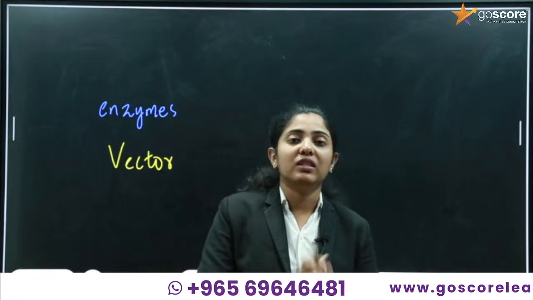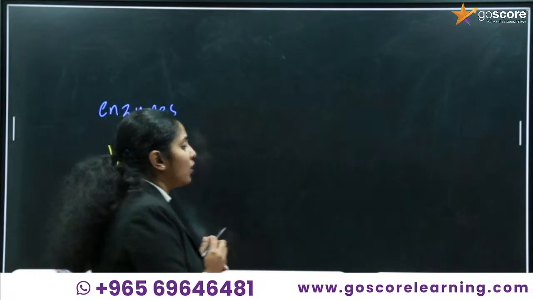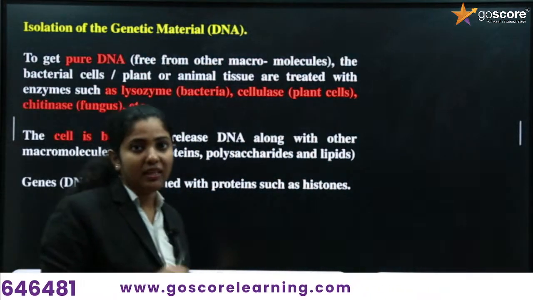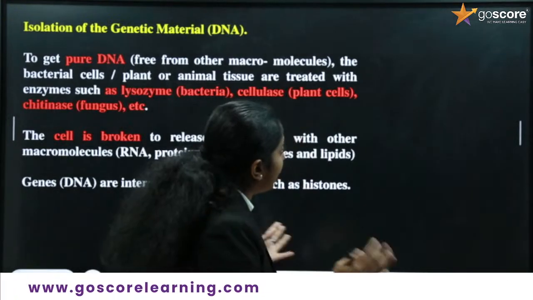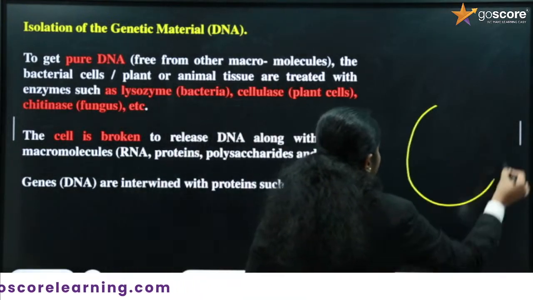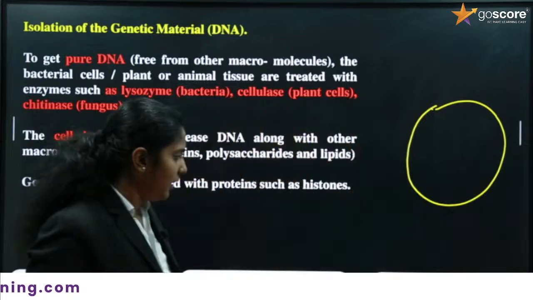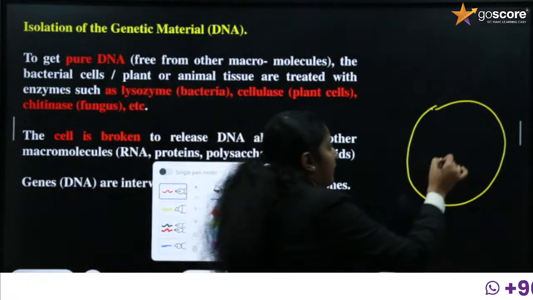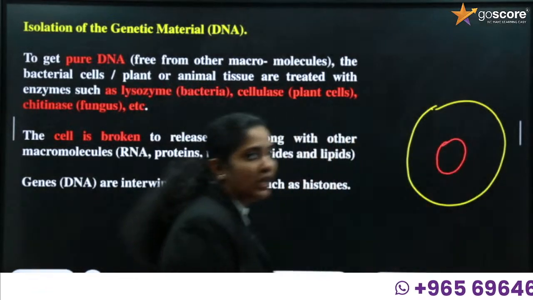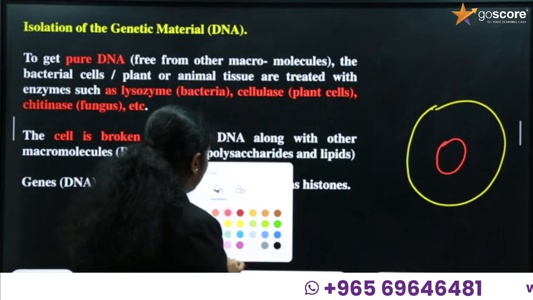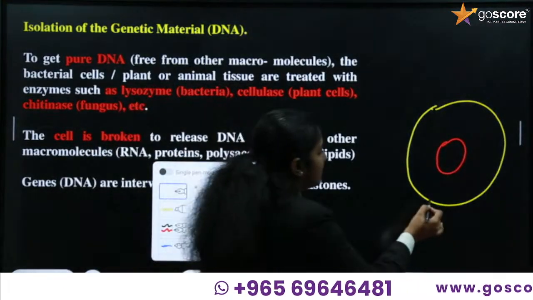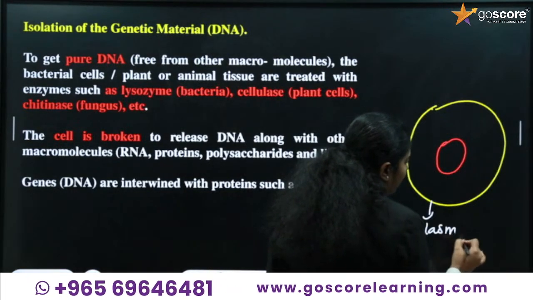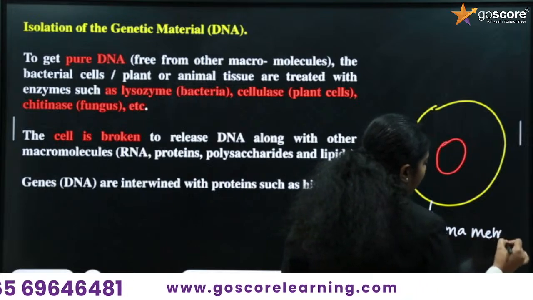So let's start with the first process of recombinant DNA technology, that is isolation of the genetic material, that is DNA. We can consider a cell. This is a cell, right? Consider this as a cell. We can consider that as an animal cell. So at the middle, what is there? Nucleus will be present. So we can write that this is a cell, or plasma membrane, right? This is the plasma membrane.